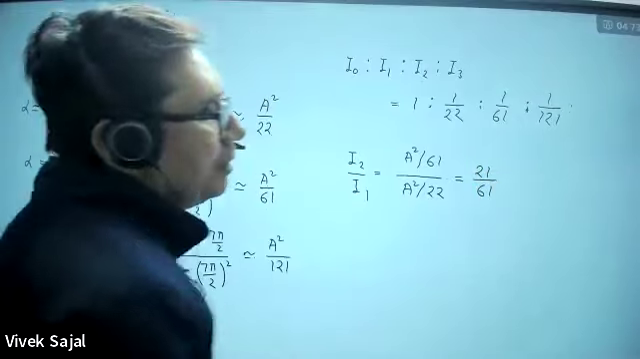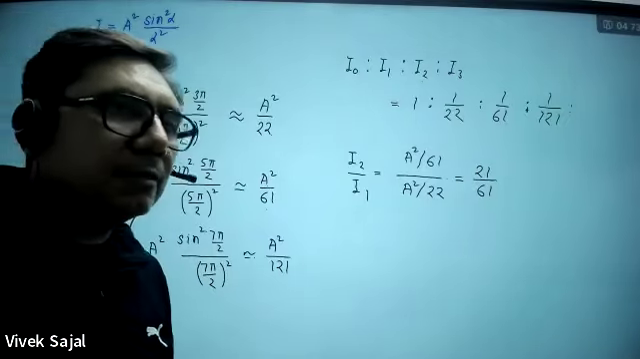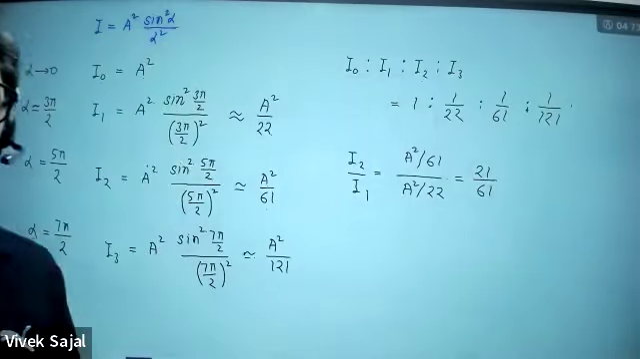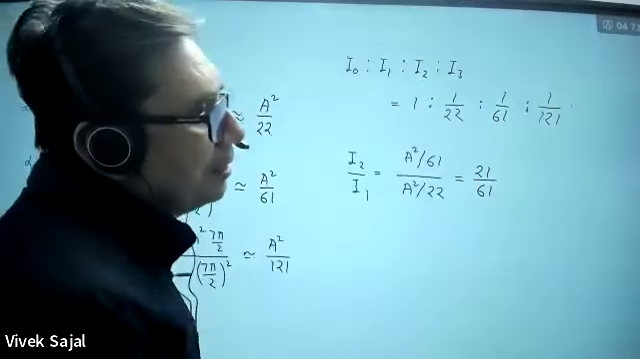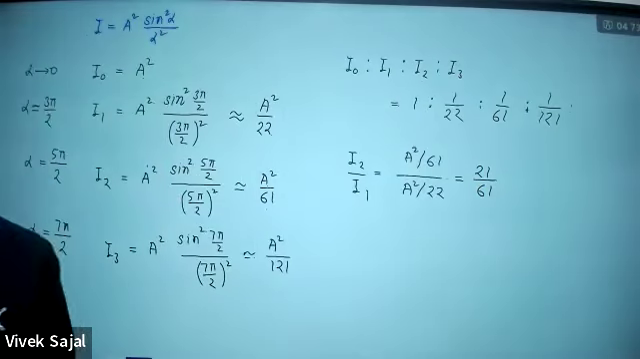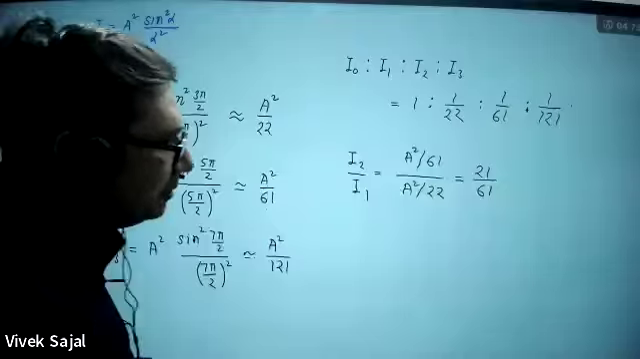So if they ask you the ratio of intensities of the first order maxima, second order maxima, or second or third, or with zeroth, then directly from this relation you can write the ratio of intensities. Is it clear? Yes, sir.